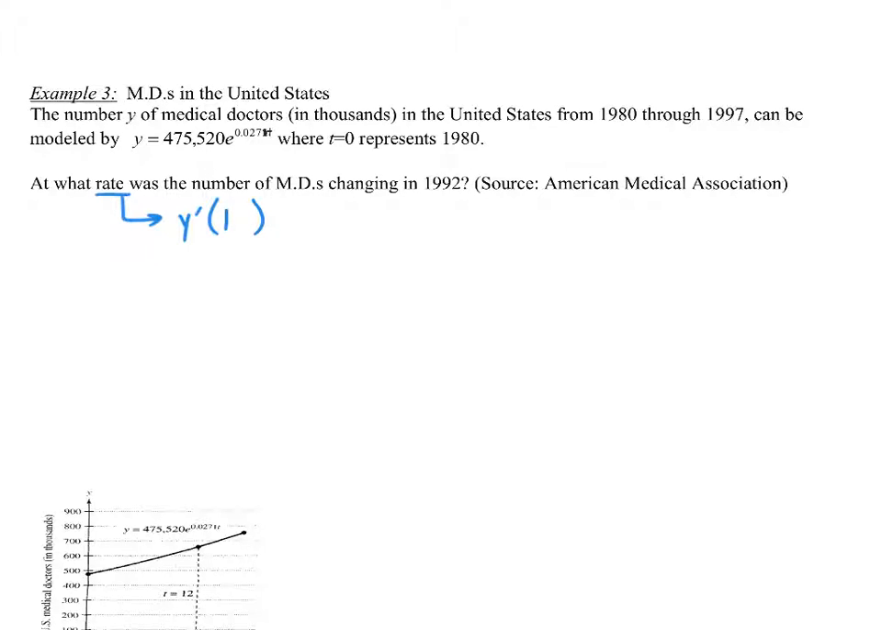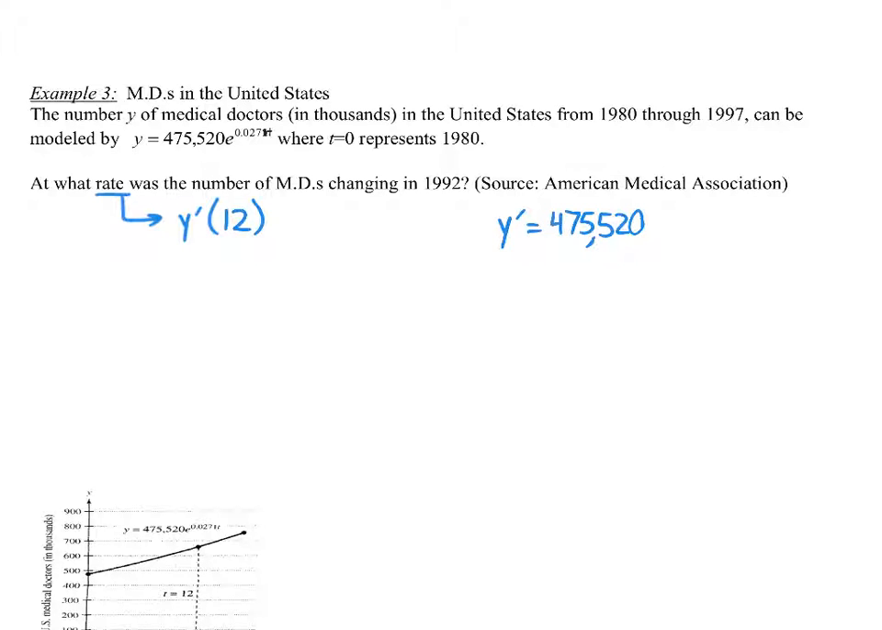Alright, so y prime of 12 is really what we're looking for. Once you guys identify that, the whole thing isn't that hard, okay? But you want to make sure that you're identifying exactly what you're looking for. So let's first of all find y prime. Y prime equals, okay, we have 475,520.